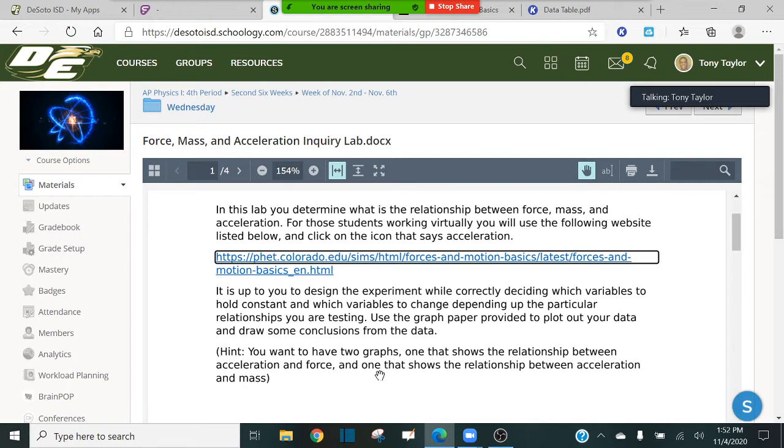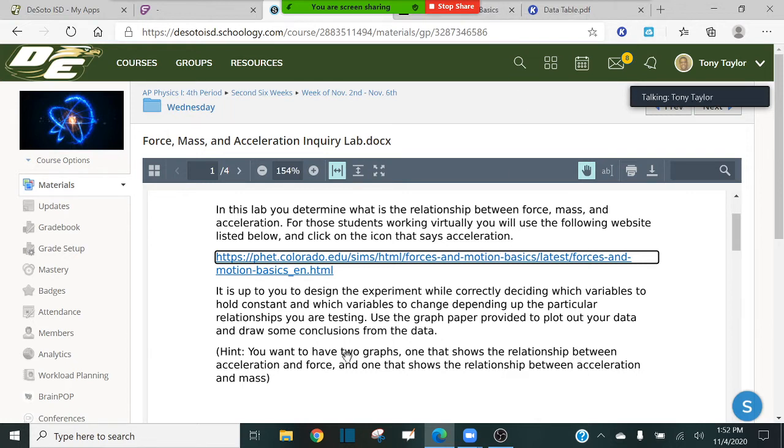And the other graph shows acceleration on one axis and mass on the other axis. Okay, and it's up to you to figure out what goes on your y-axis and what goes on your x-axis. Remember from your previous science classes, your y-axis is your dependent variable, and your x-axis is your independent variable. Okay, so let me just show you guys briefly how you're going to collect your data.